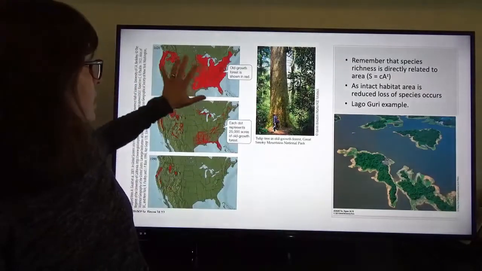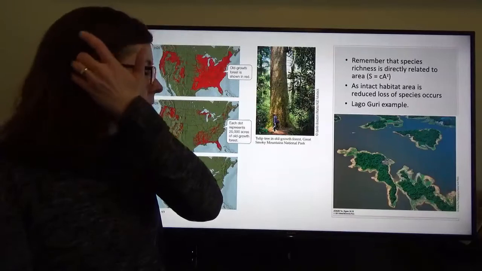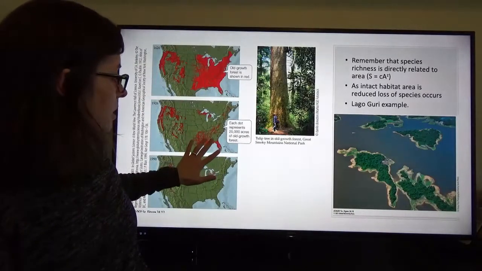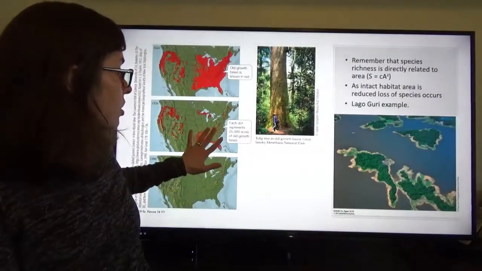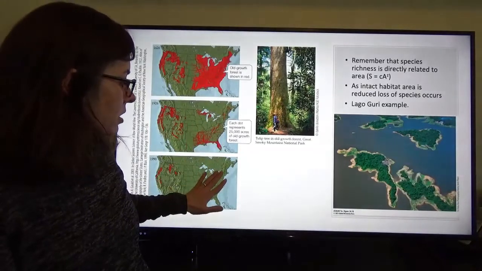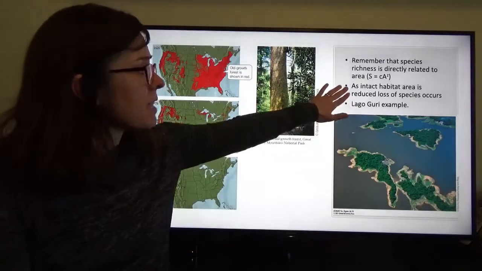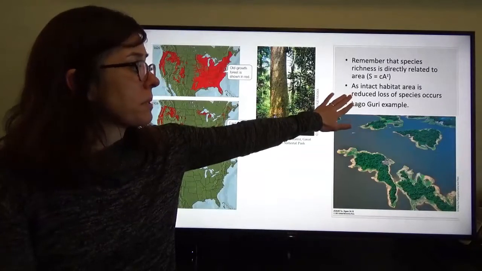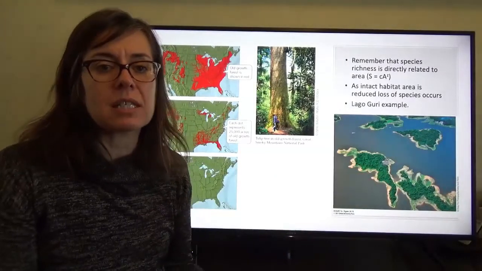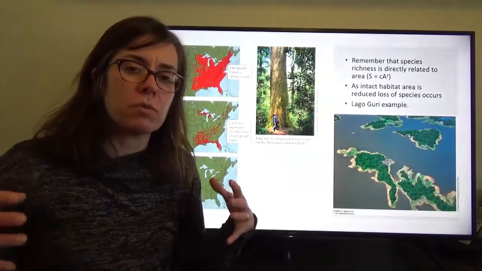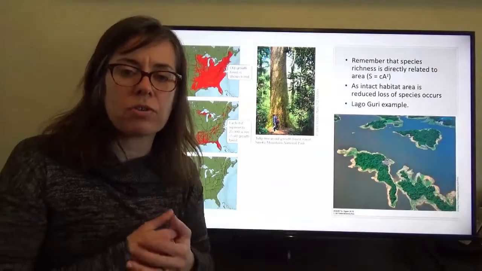So this is a great example. This is a highly fragmented landscape compared to this one, but you can also see that a tremendous amount of the total area has been lost. If we think about the number of mature forest species that this can support, it's going to be a lot less than what this could. Likewise, when we get down to this little tiny remnant patch, much, much less than either of these situations. So as intact habitat area is reduced, loss of species occurs. We can go back to that Lago Guri example as a great demonstration of this. There's an immediate loss of species when you reduce habitat area because certain species need much larger areas to exist, the large predators in the case of Lago Guri.